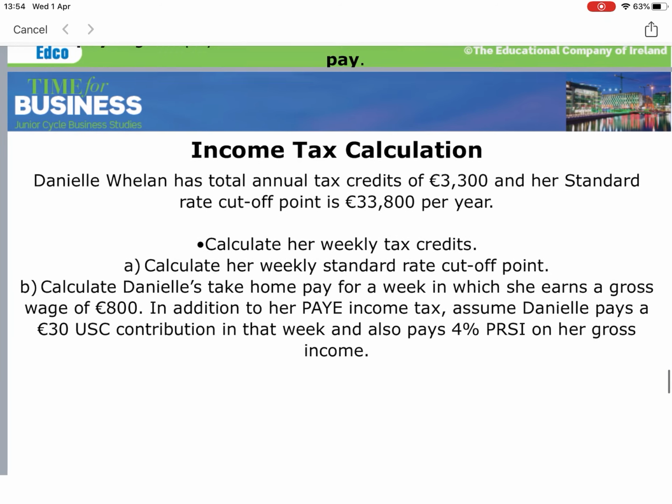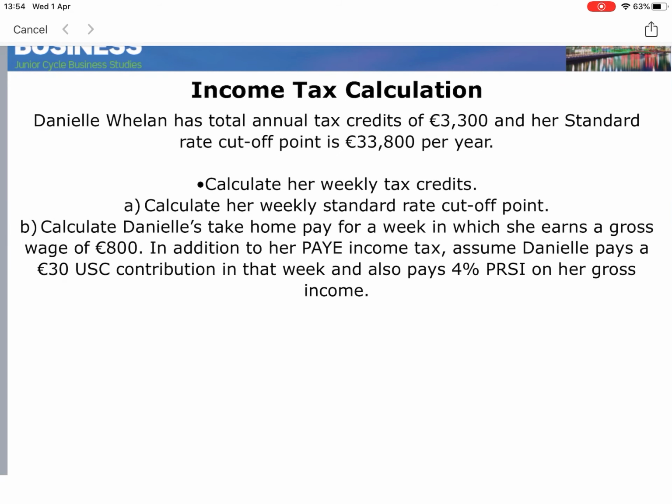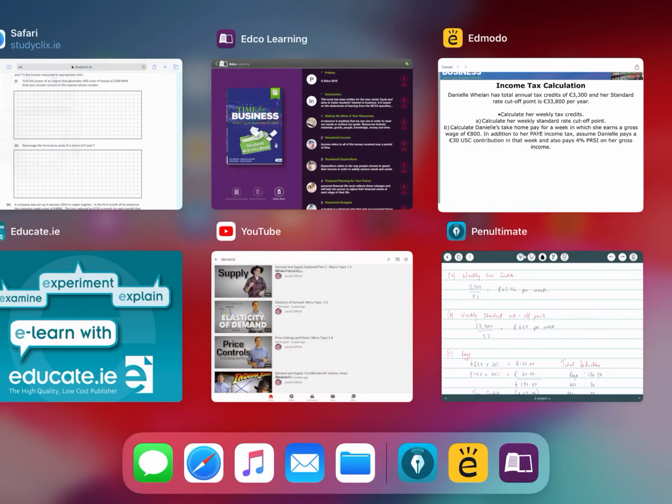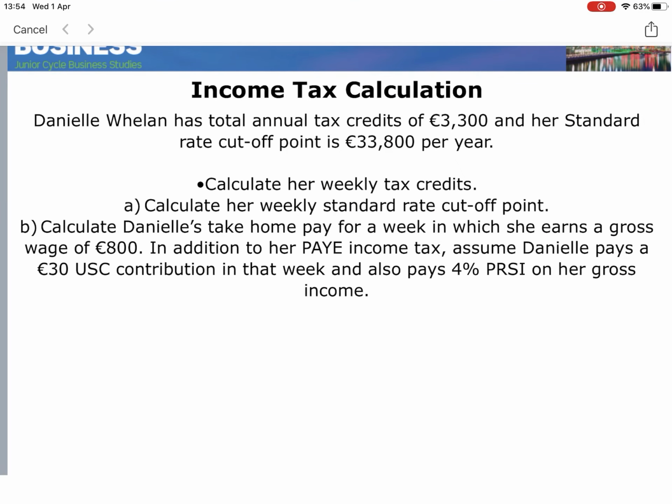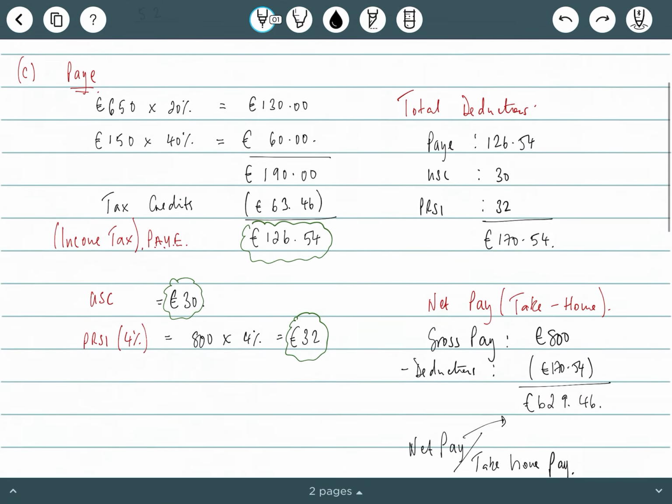We got this question here. We said the tax credit was 3,300 per year. To get it for a week, we divided by 52. Your standard rate cutoff point for the year was 33,800. To get it for a week, we divided by 52. So that was A and B there. Then the main bulk of the question was to calculate her weekly standard rate cutoff point, which we did, and her weekly tax credits, which we did. Calculate Danielle's take-home pay for a week. To get the take-home pay, lads, you must do all your deductions, which is your PAYE, your USC, and your PRSI. Add them all together, take them away from your gross of 800, and you should get your net pay, which is how we did it there, gents.